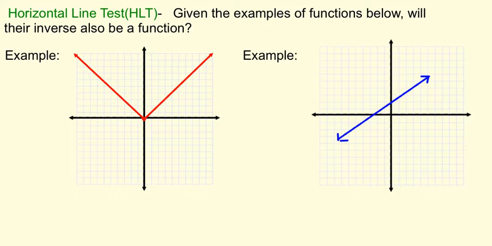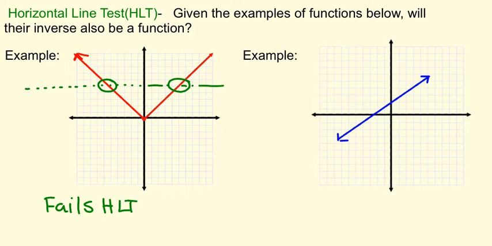So example 1, this is an absolute value function. Imagine it passes the vertical line test, touches every single time. That's great. But now we need to check and see if it passes the horizontal line test. So the horizontal line test goes horizontal, just like it sounds. And we want it to hit only one time. And unfortunately, this hits here and there. So it hits more than one time. It fails the horizontal line test, HLT for short.